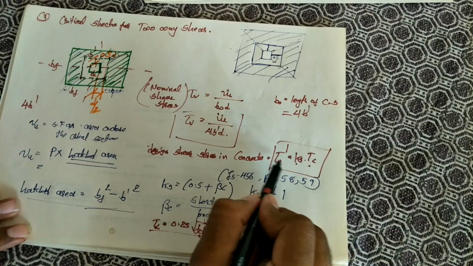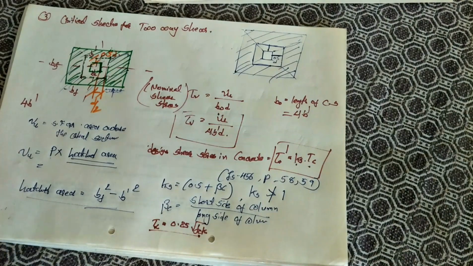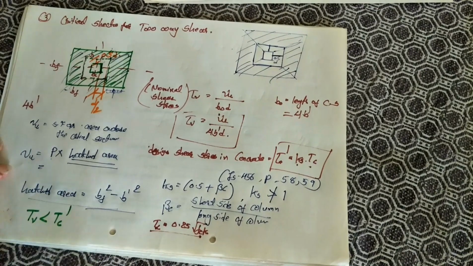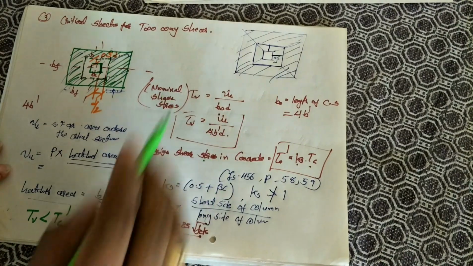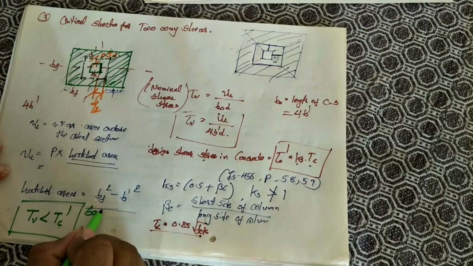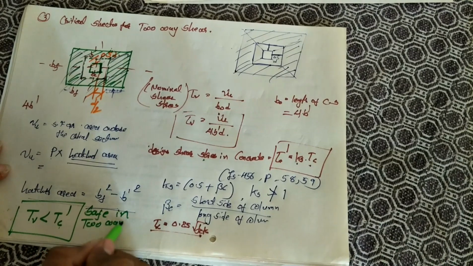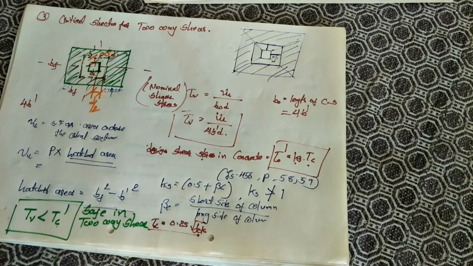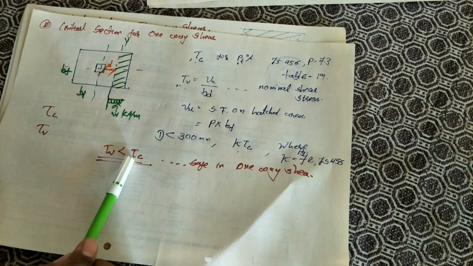So we have this tau C dash, put the value of tau C over here, and Ks should not exceed 1. Calculate tau C dash and tau V. If tau V is less than tau C dash, so my design shear stress is greater than my nominal shear stress, then you can say that my section is safe in two-way shear.